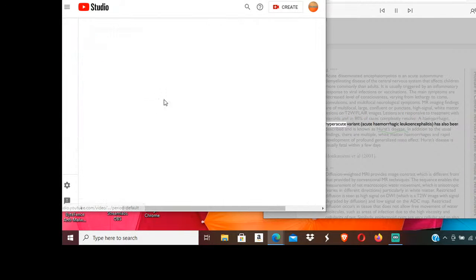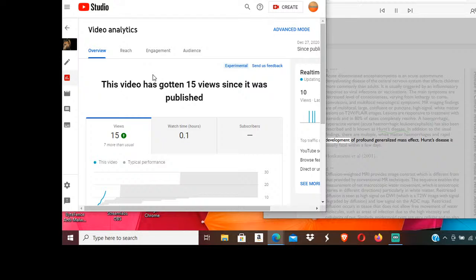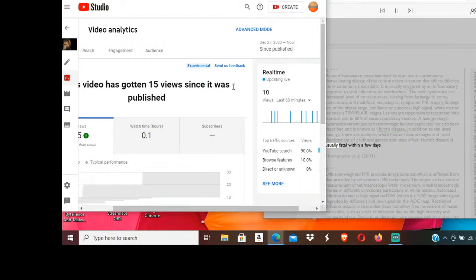A hemorrhagic, hyperacute variant, acute hemorrhagic leukoencephalitis, has also been described and is known as Hess disease. In addition to the usual findings, there are multiple white matter hemorrhages and rapid development of profound generalized mass effect. Hess disease is usually fatal within a few days. Honkanemi et al. 2001.